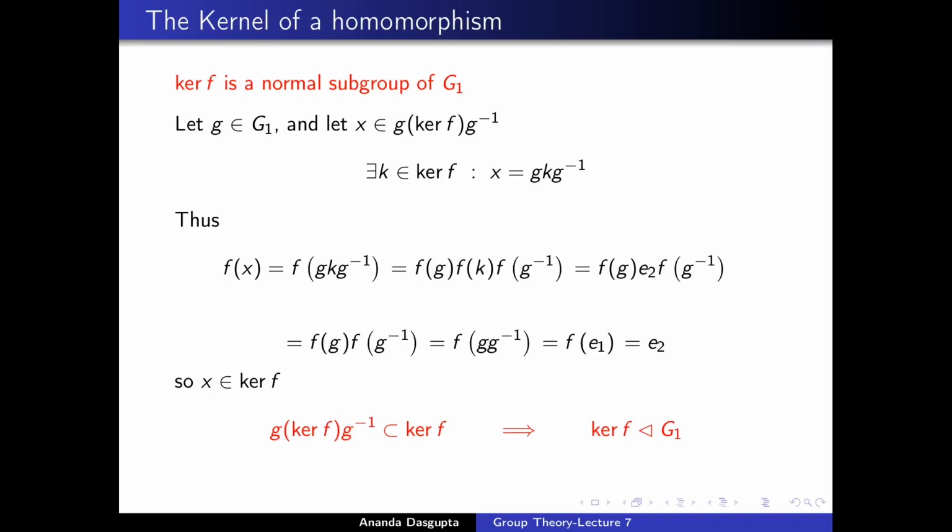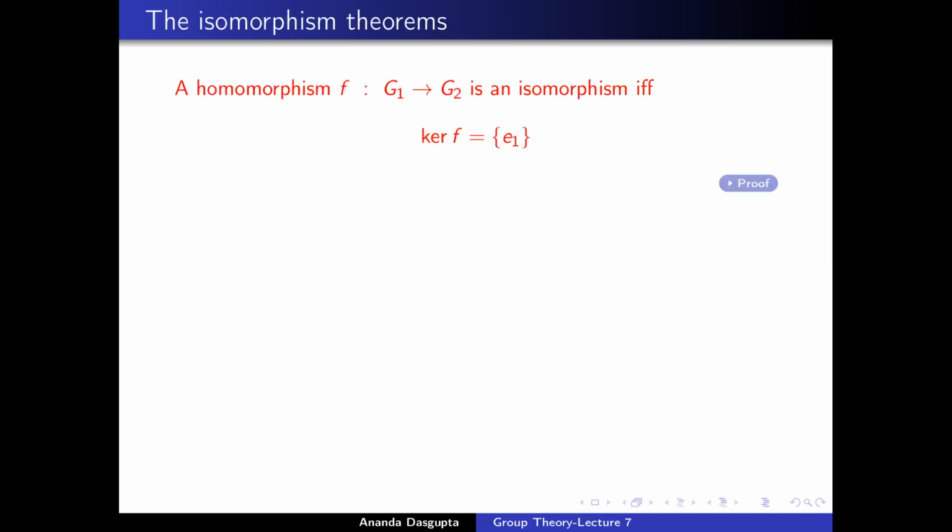Now that we have studied the properties of the kernel in some detail, we are in a position to state the isomorphism theorems. So let me first state the theorems and then we are going to look at their proofs. There are two theorems, as I mentioned. The first one, that is the first isomorphism theorem, simply claims that a homomorphism F from G1 to G2 is an isomorphism if and only if the kernel of F consists of the identity of G1 only.